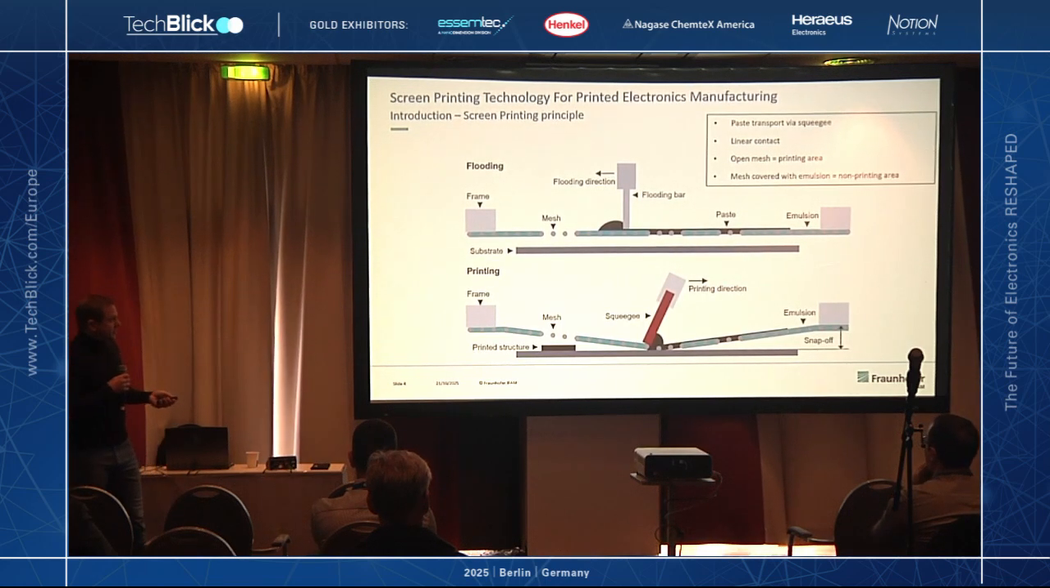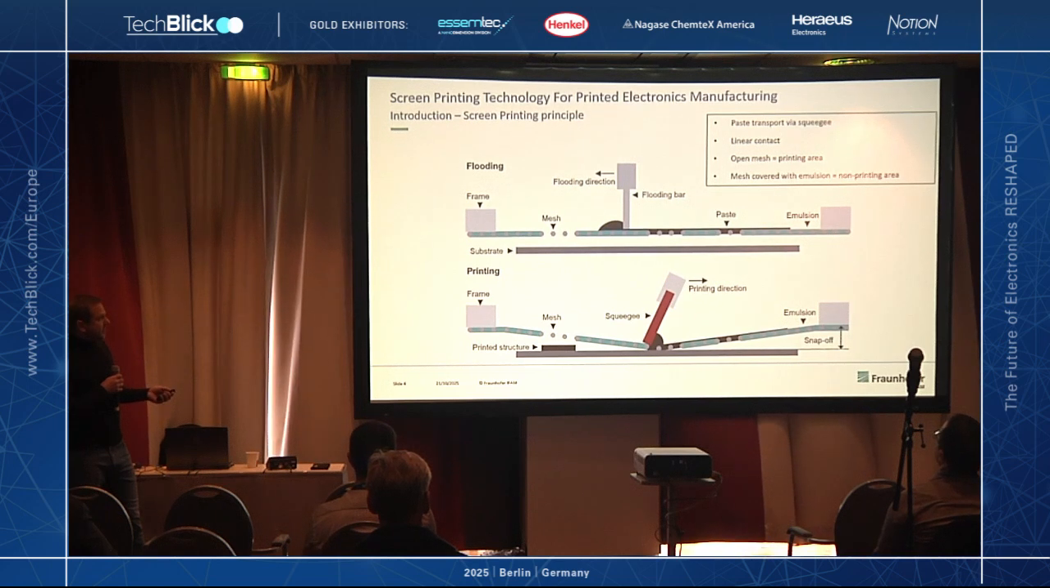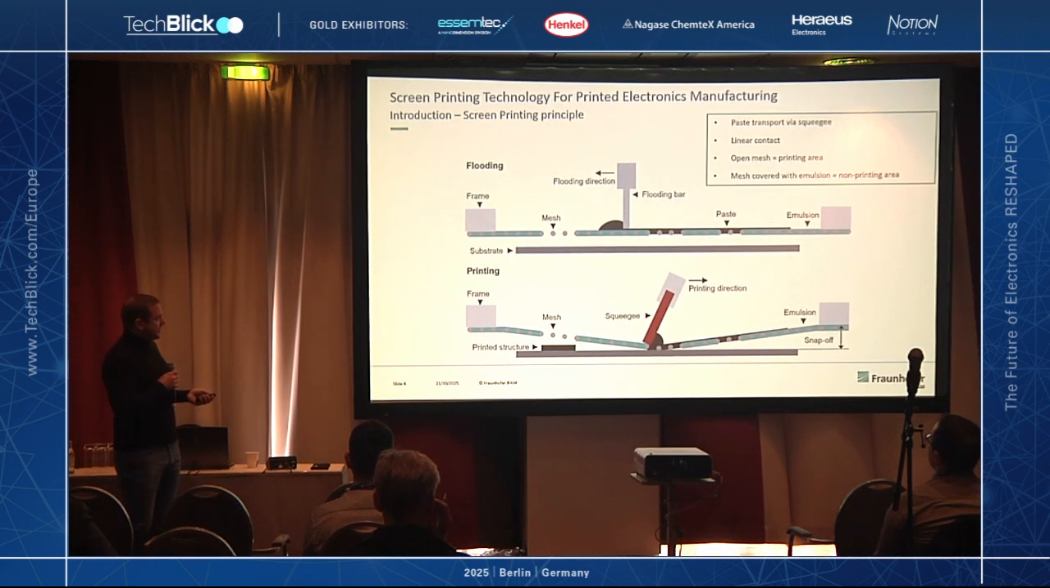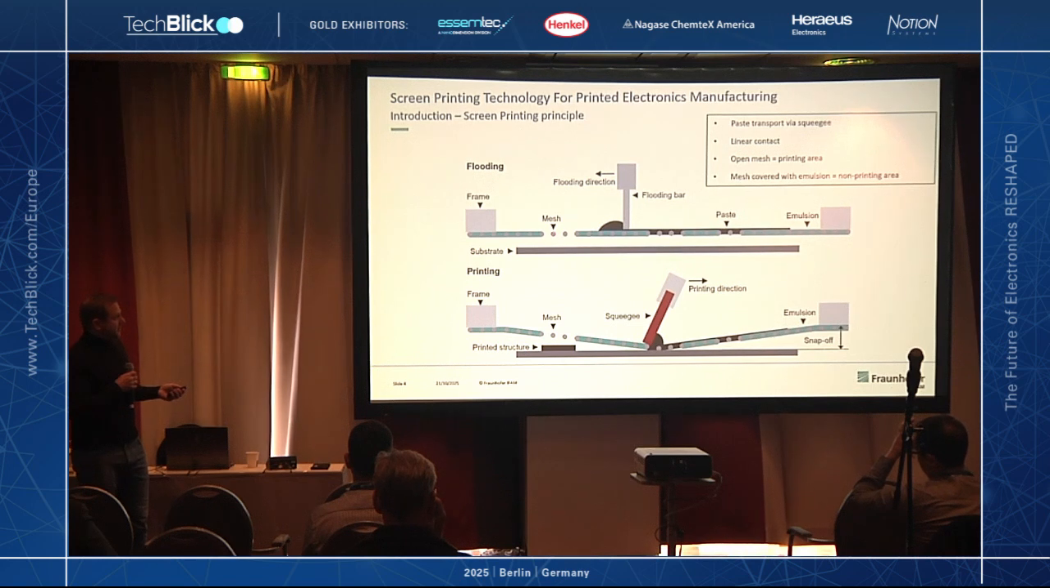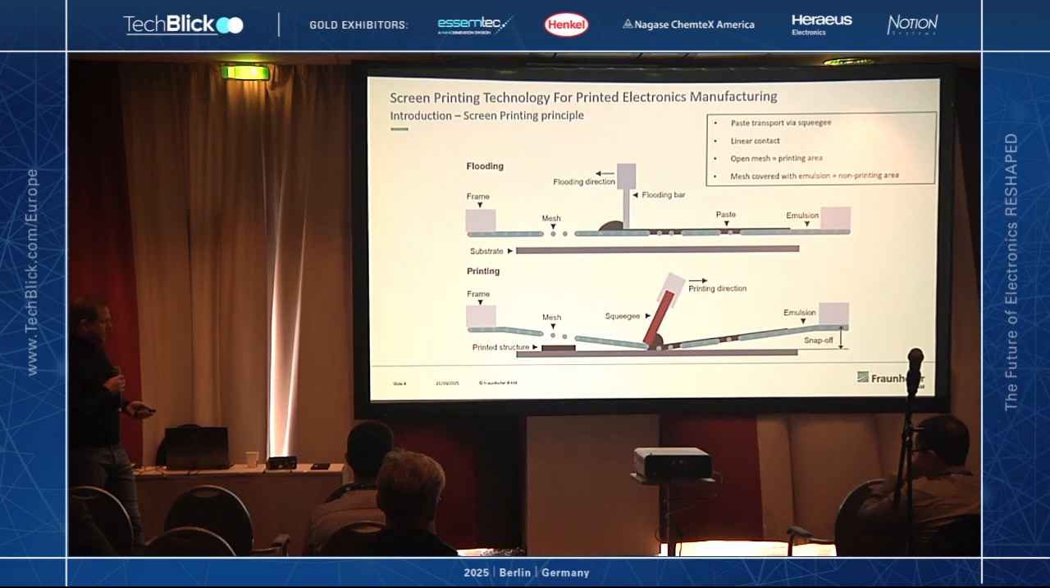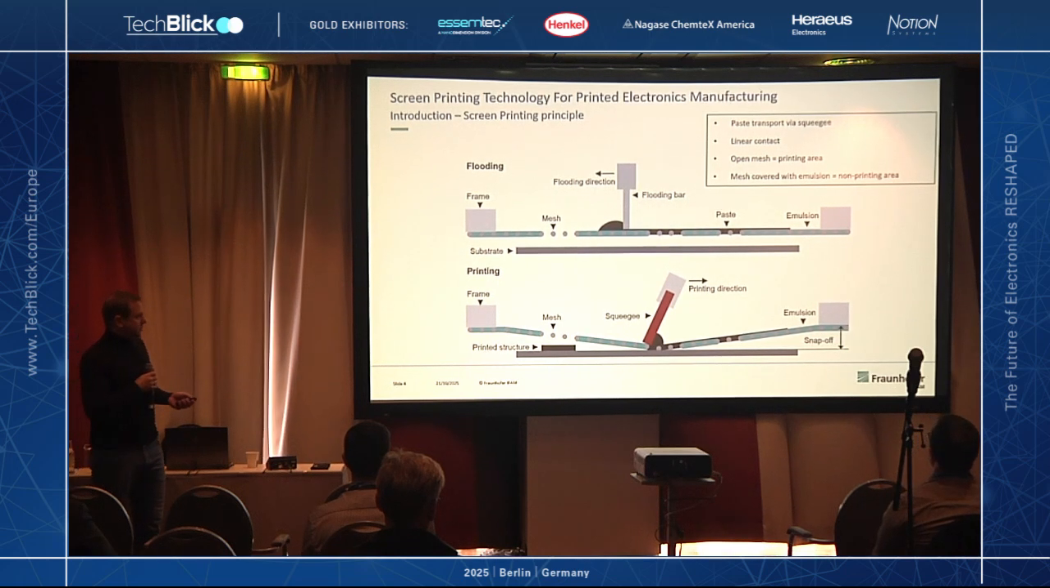So just a short introduction to screen printing. We have our meshes, we have our paste, we have our flooding bar, our squeegee, which transports the paste over our meshes. We have an open area of the mesh, we have a covered area, and with that we are fixing the design or the structures that we are going to print.